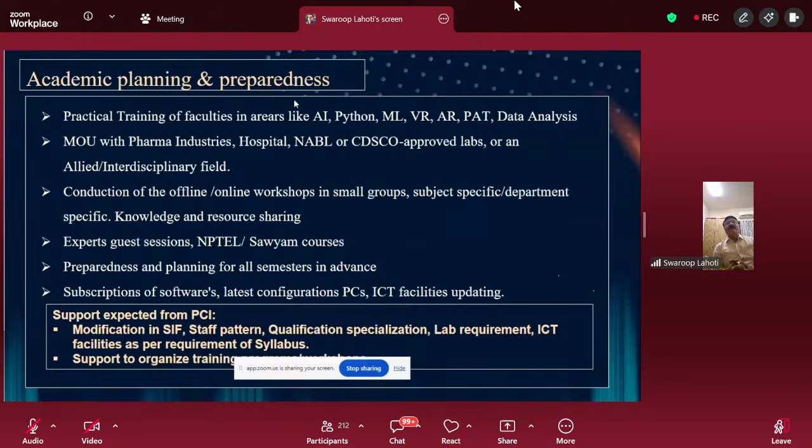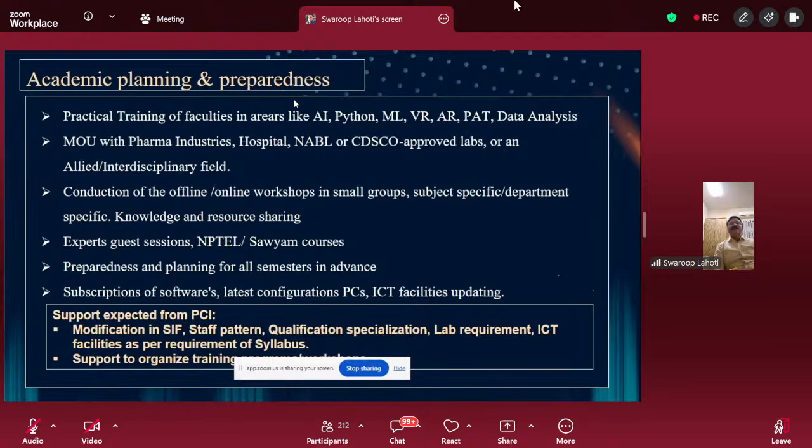As faculty members, we can also appear for these NPTEL and SWAYAM courses. These are very good courses conducted by the IITs and different premier institutions, and many courses on AI, Python, ML and data analysis are available on NPTEL. So we can appear for them and become experts in this field. Preparedness and planning for all semesters in advance is very necessary, because we are only prepared for first year. What about second year? What about third year?